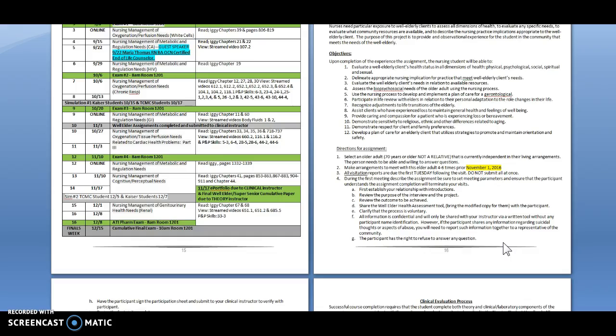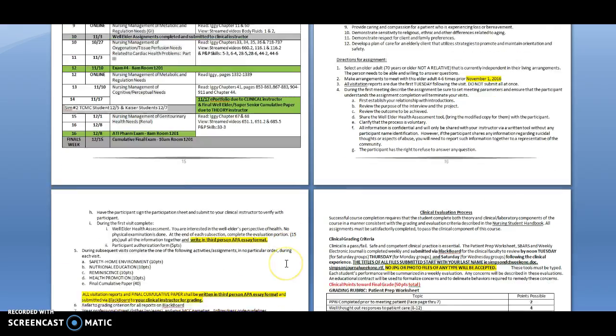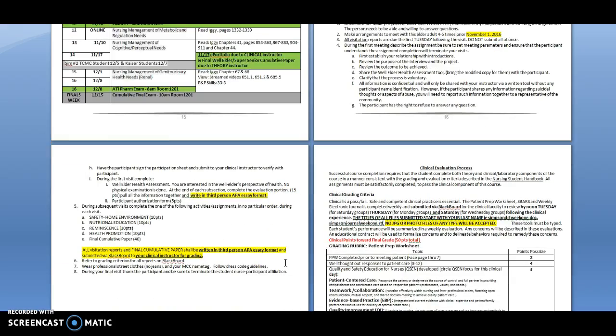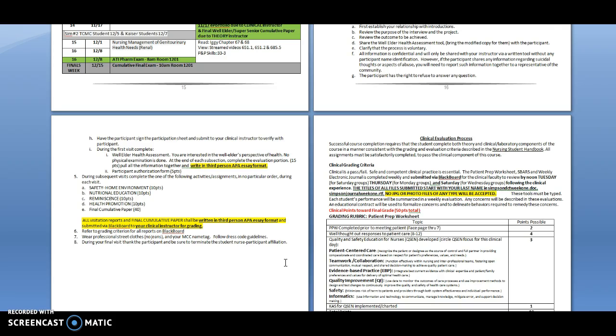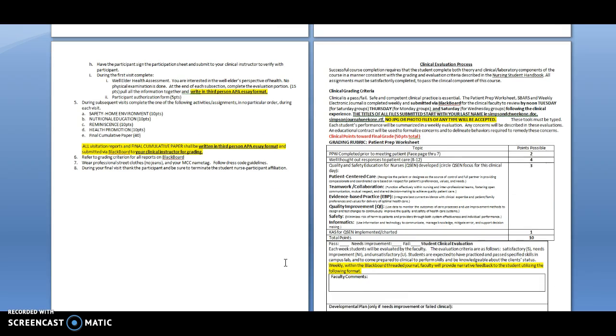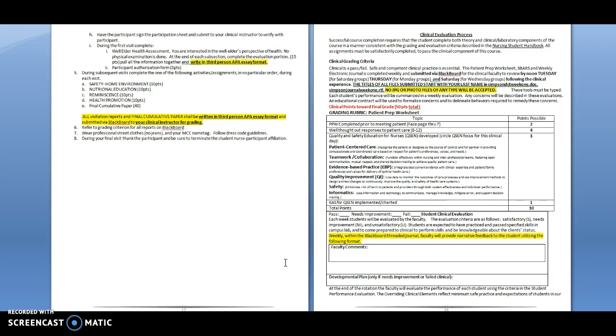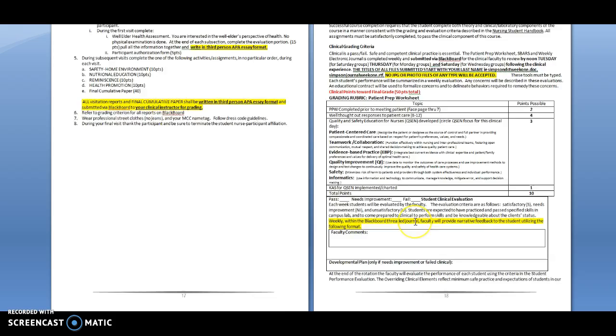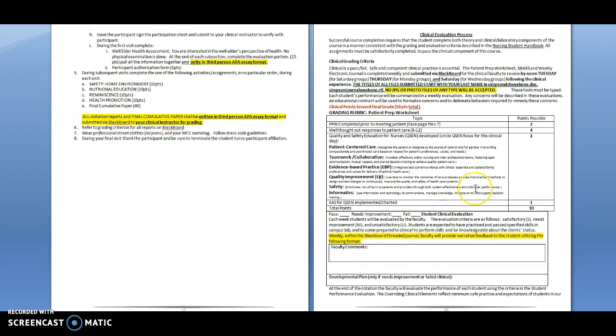Once you have completed all of those, you are going to write the final cumulative paper, which is written in the third person in APA format, and there are guidelines for that on Blackboard.